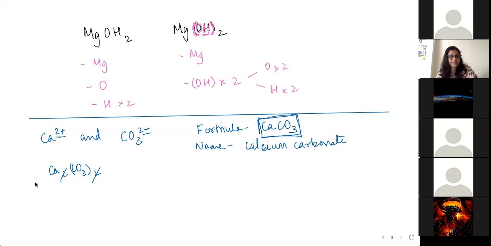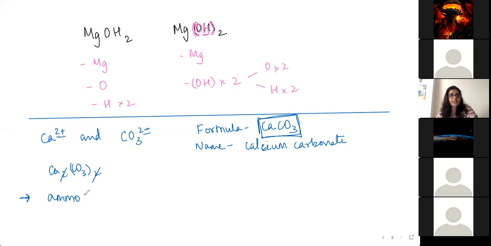Let me switch it up a little bit. If I give you the name of the cation and anion, you're going to get it. So just directly give me the formula. If I take ammonium, oh yes, Swayam, what's up?